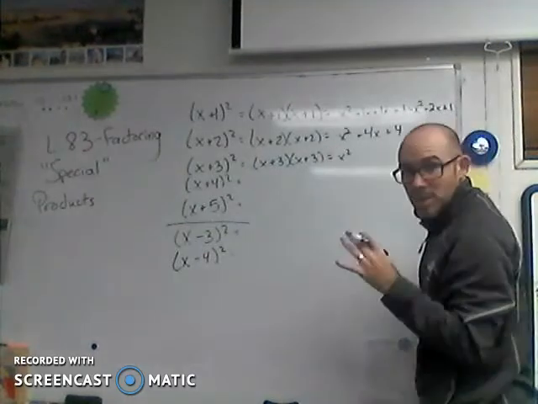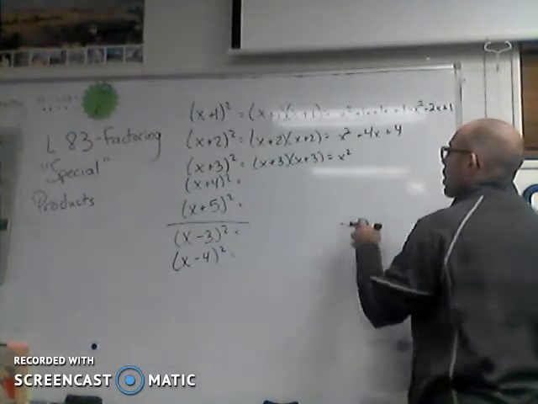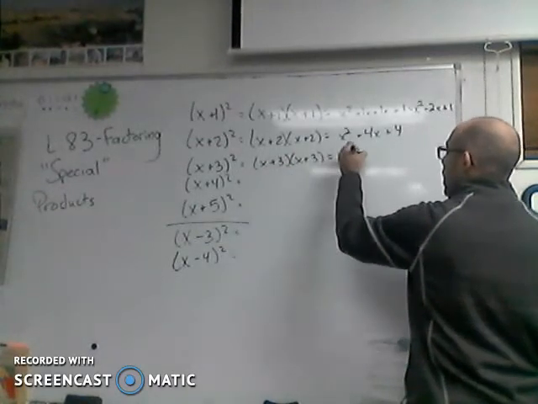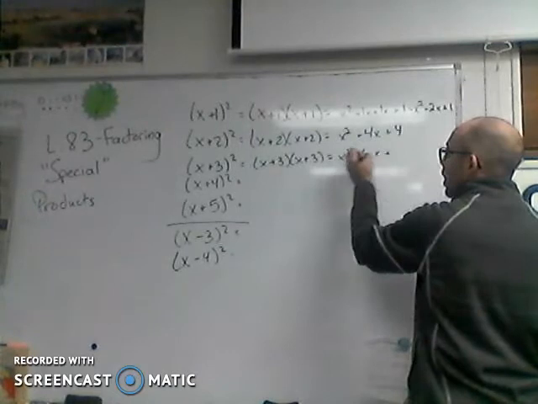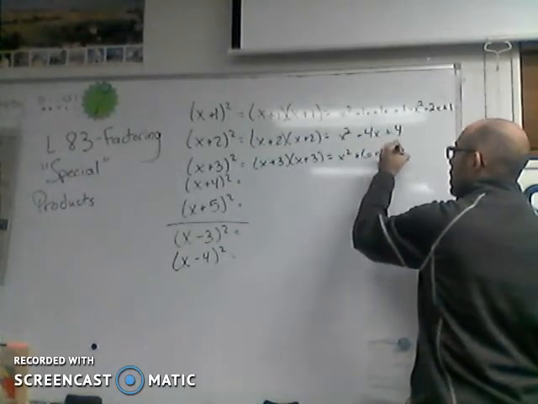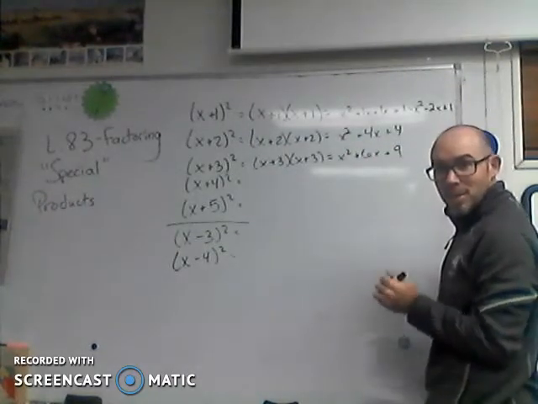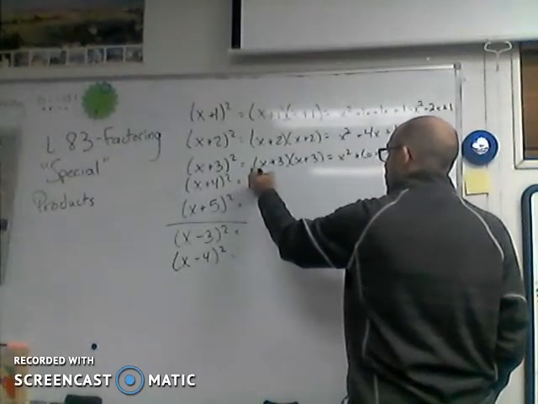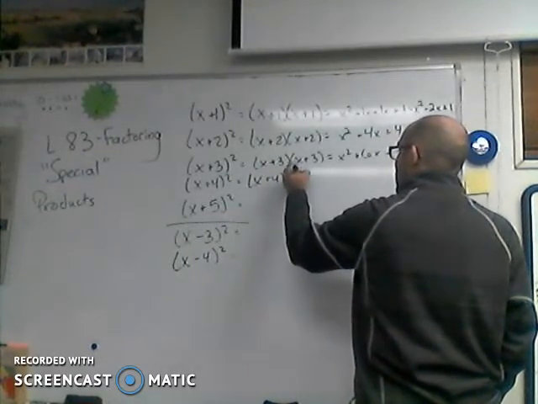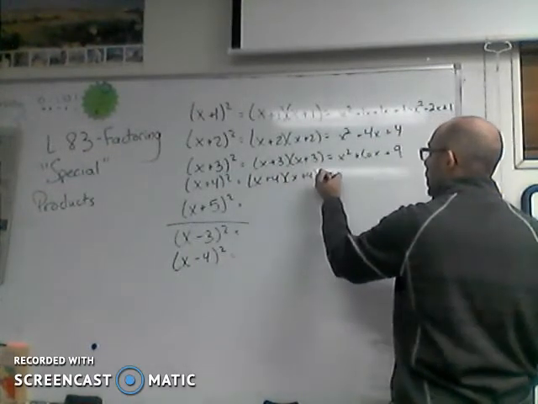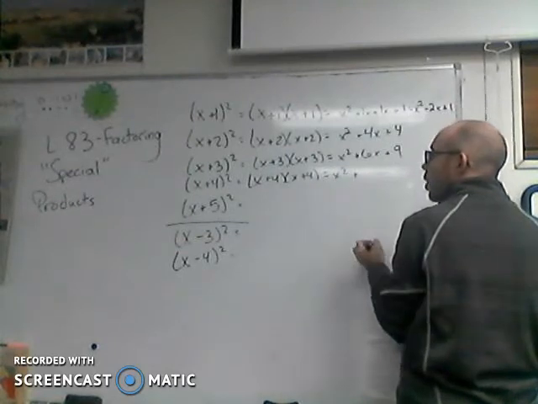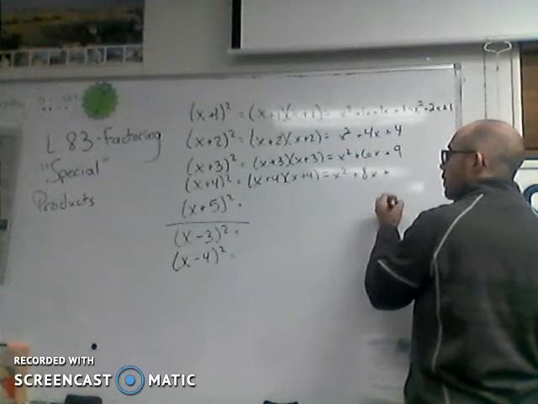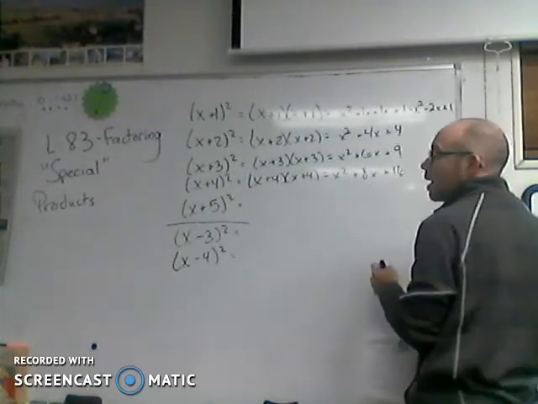So this one's x squared. Every single one's going to start with x squared. And then we've got plus 3x plus another 3x, that's 6x. And at the end, 3 times 3 is 9. You're starting to see some patterns here, maybe. The next one, x plus 4 times x plus 4 equals x squared plus 4x plus 4x plus 4 times 4, which is 16.